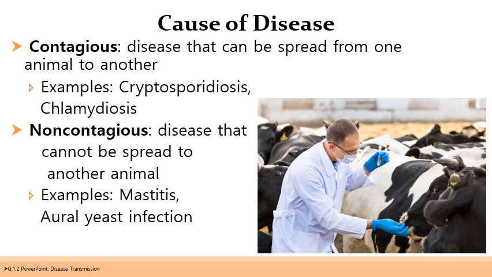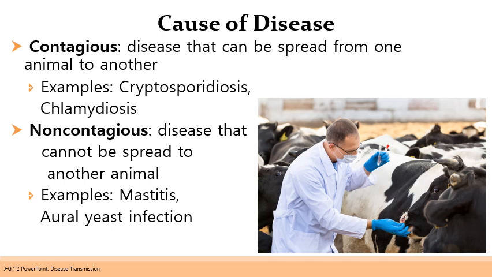So diseases fall into 2 major categories then as to the cause or the type of disease it is. Those diseases can either be contagious or non-contagious. If it's contagious, this disease can be spread from one animal to another. An example would be cryptosporidiosis, otherwise known as crypto.